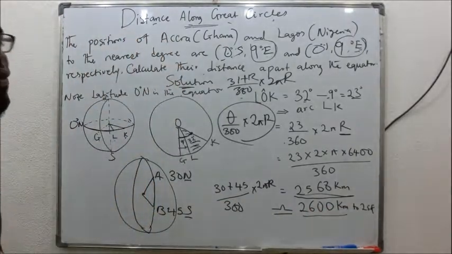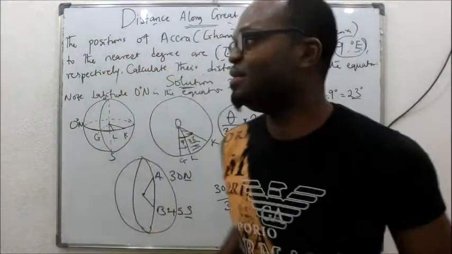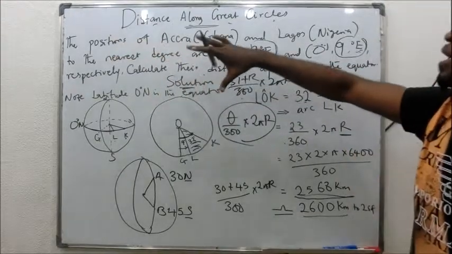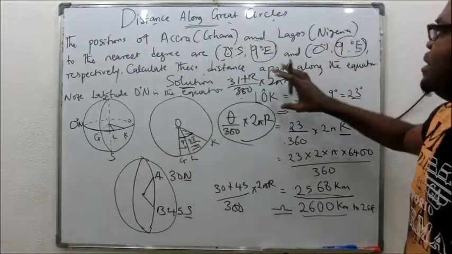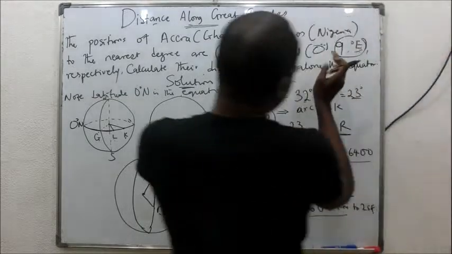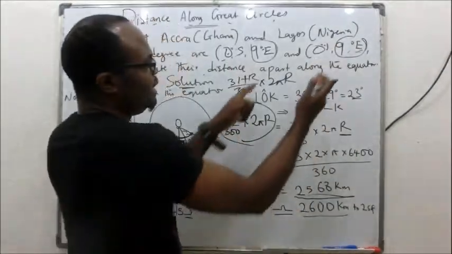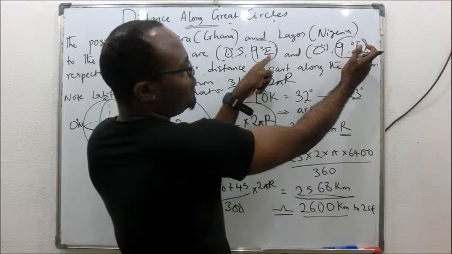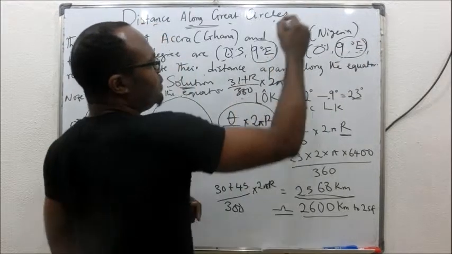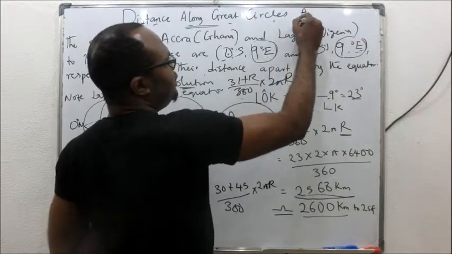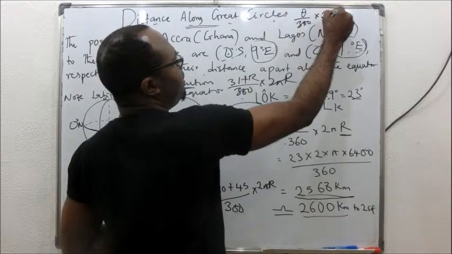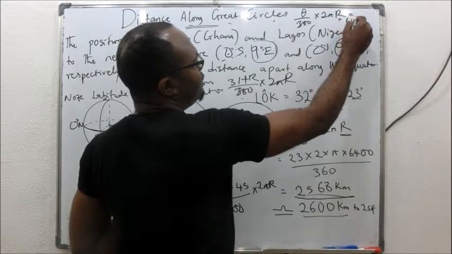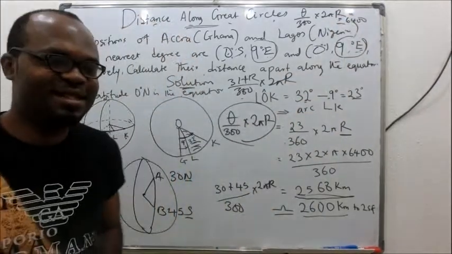So very, very important. What you're going to go home with in today's lecture is that once you're given a problem on distances along great circle, just get to know the difference in the angle. Check the angle where you have the difference. If they are the same direction, you subtract. If they are different directions, you add. So any difference in the angle all over 360 times 2 pi r gives you the answer, where r here is equal to 6,400. So that is how we go about this.